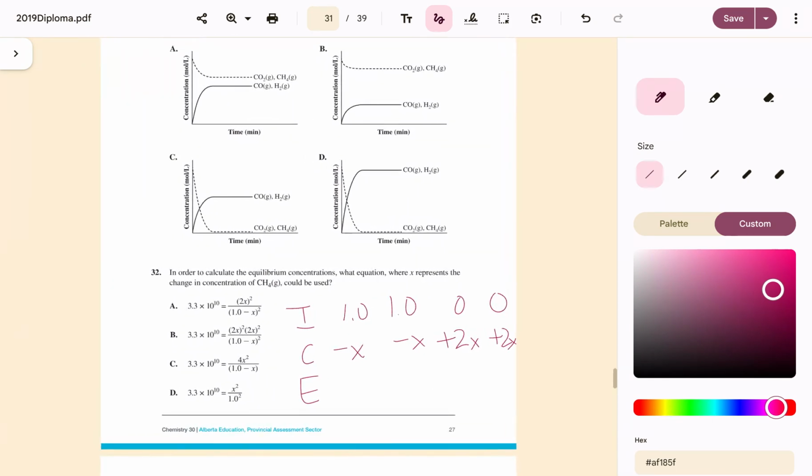Now, I add my columns. I would have 1.0 minus x, 1.0 minus x, 2x, and 2x. Now, this is at equilibrium, so this goes into the Kc expression.